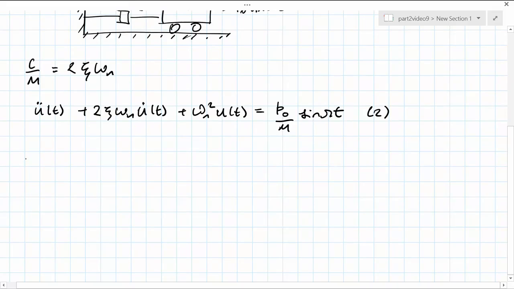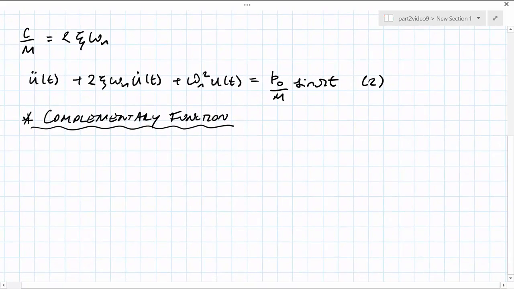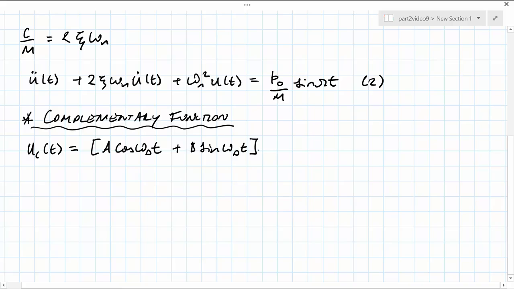Because this is now an inhomogeneous ordinary differential equation, we need to derive again the complementary function and the particular integral. For the complementary function, we have already derived this looking at our free vibrations problems in video 4. The complementary function is simply the solution to the homogeneous version of equation 1. That is to say that uc of t is equal to A times cosine of the damped natural frequency plus B times sine of the damped natural frequency, times the exponential function of minus zeta times the natural frequency times t.